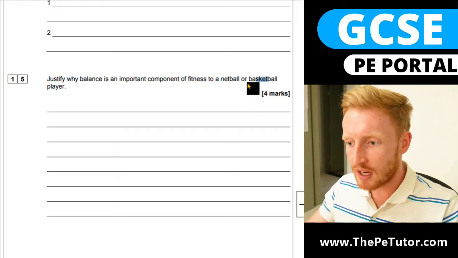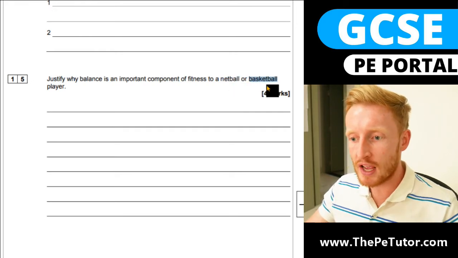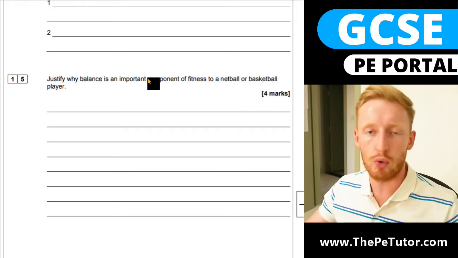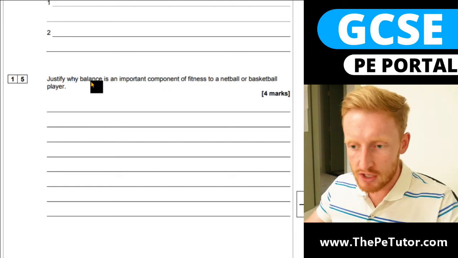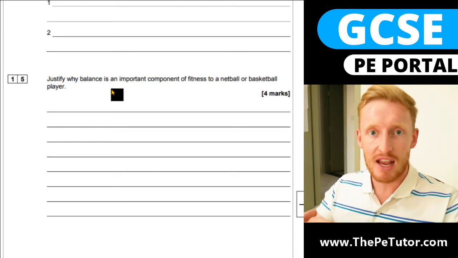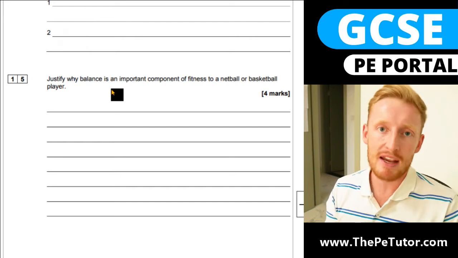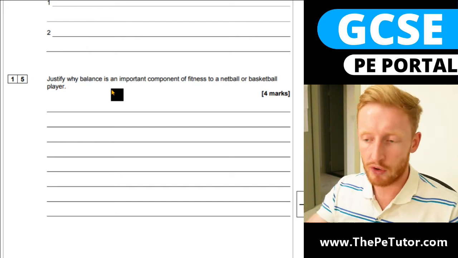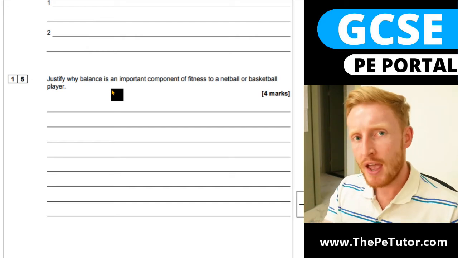So in what particular context in these two sports is balance a very important component of fitness? So for this question, what is balance? Well, we know balance is the ability to maintain someone's centre of mass over their base of support. That's the AO1, your defined term.